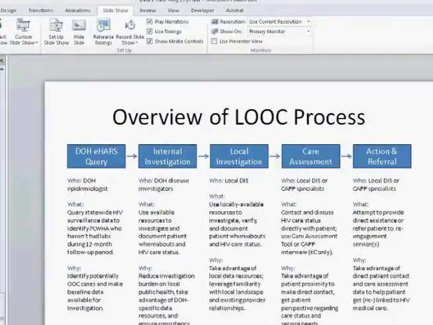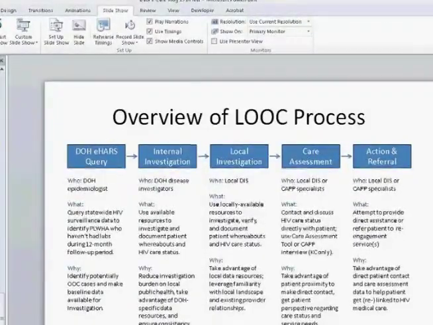So I think we draw a bright line between surveillance information and what's available to community-based organizations that do relinkage services or patient navigation. That's a sticking point for everybody, I think.